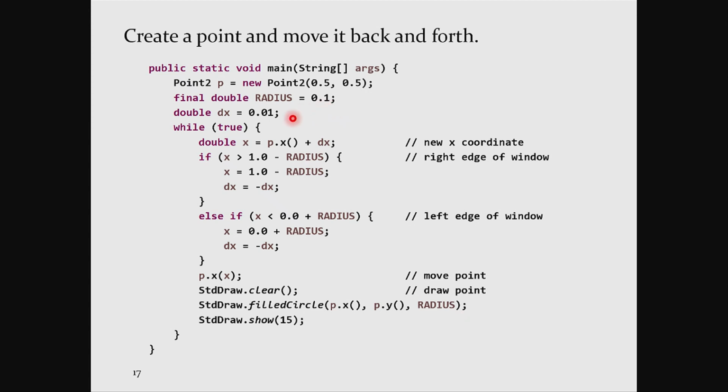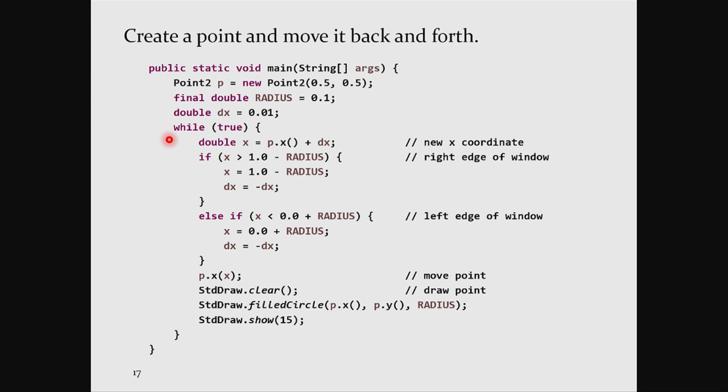Okay, dx = 0.01. That's how far I'm going to move the point at every step that I move it. So I'm going to start moving it back and forth, right and left. I'm going to move it by an amount 0.01. Okay, and now I've got a loop.